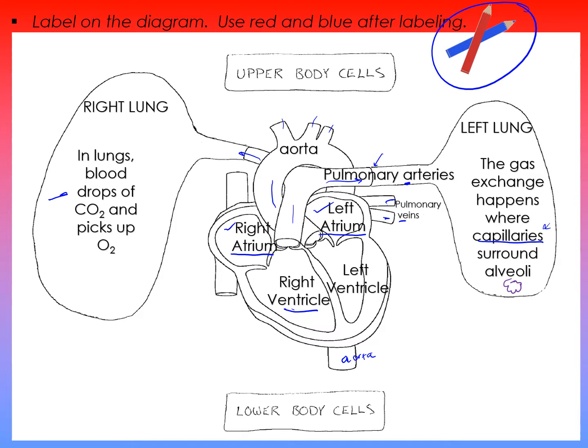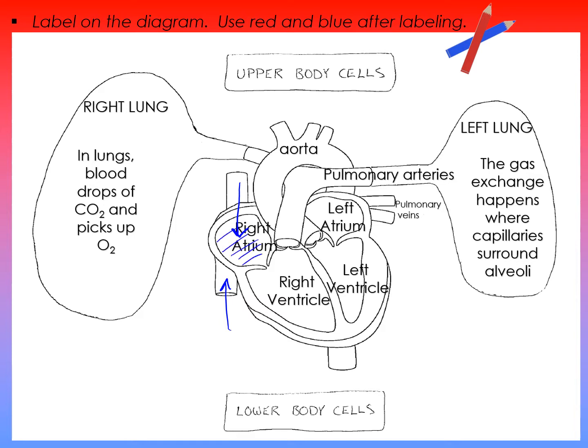So I'm going to erase what I've written here so far, just so that it's not confusing. And basically, I'm going to use my blue colored pencil and draw in some arrows here, okay? So this dirty oxygen-poor blood is coming into the right atrium. That's the first place it enters. It's going to go through this valve and then to the right ventricle, okay?